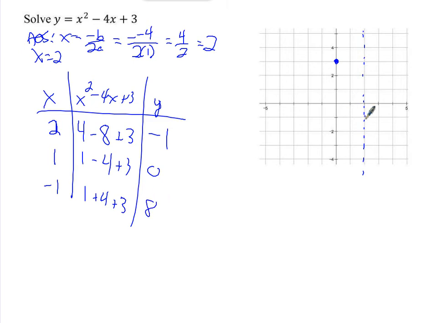2, negative 1. There's my vertex. I have 1, 0. There you go. I already knew that one. And then I have negative 1, 8. So negative 1, there's 5. So 8 is going to be like 6, 7. It's way off my page. So I'll just put a little dot up there so that I have something to shoot for as I draw in my smooth curve. Now what?